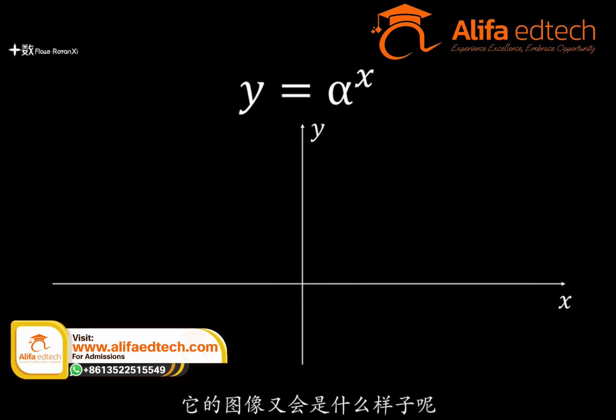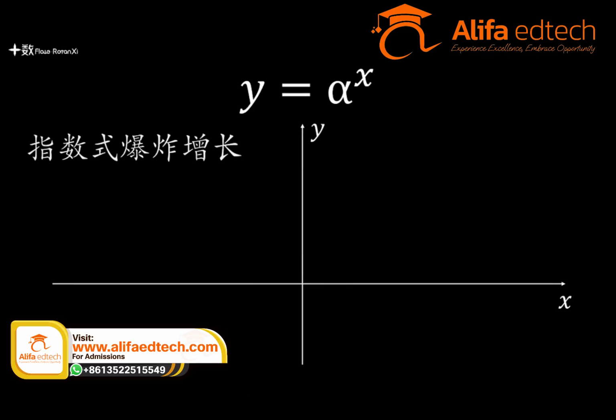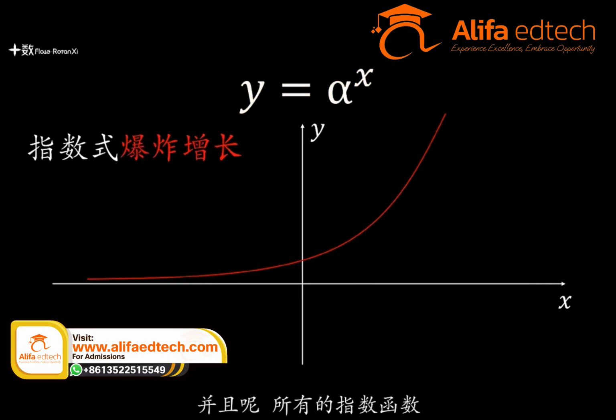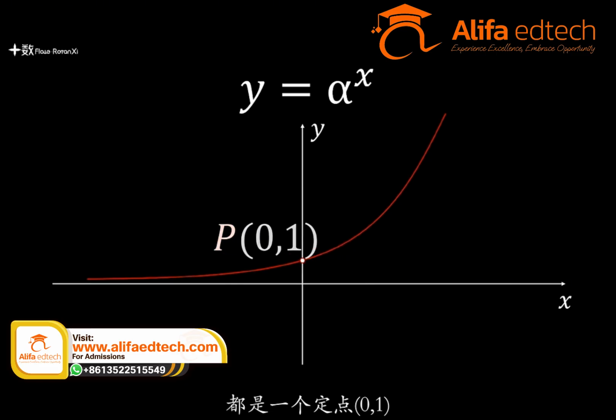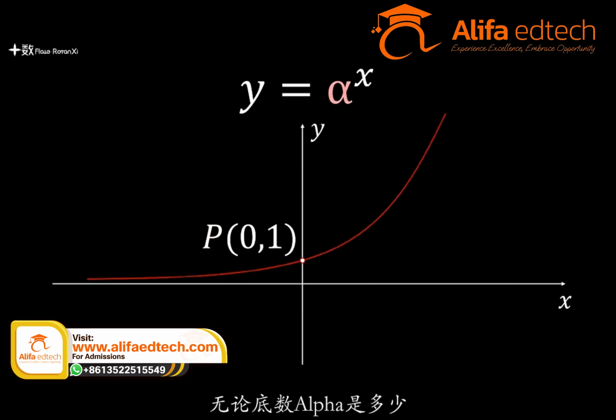So what does the graph look like when the base alpha is a specific constant? We often hear the phrase exponential growth. Why is it called that? Because its graph looks like this, an explosively increasing curve. And furthermore, all exponential functions intersect with the y-axis at the fixed point (0, 1). No matter what the base alpha is, as long as the exponent x equals 0 at that point, alpha to the power of 0 will always equal 1.